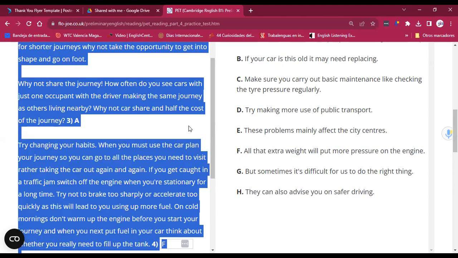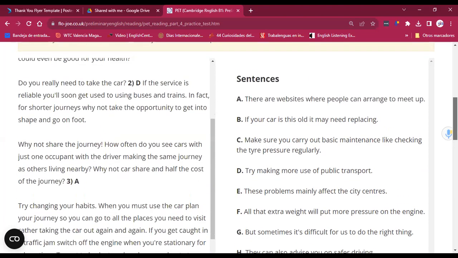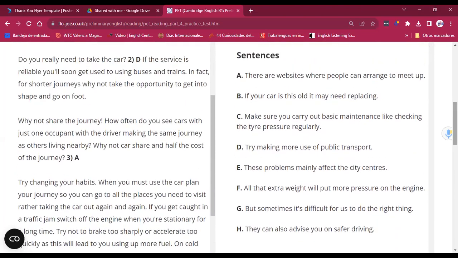Vocabulary in the options A to H. Is there any word you don't know here or you haven't seen before? No problem with the vocabulary? Can you scroll down? No, just first, before everything, the sentences.